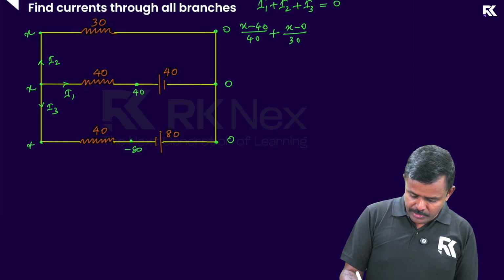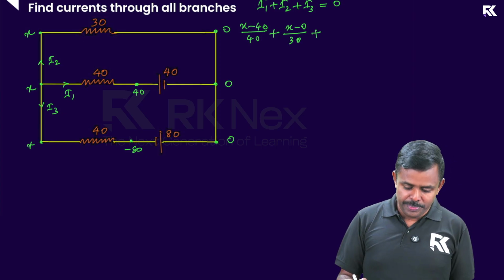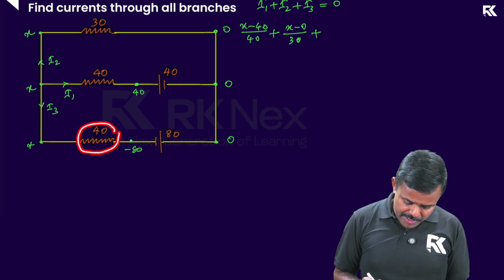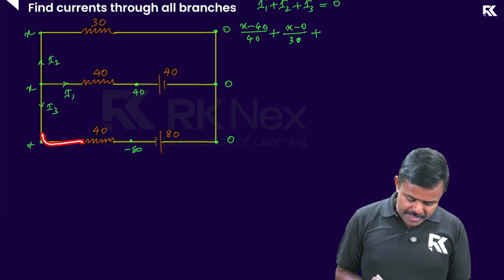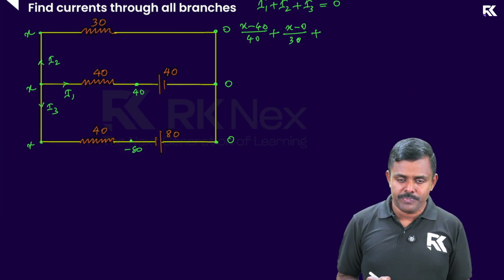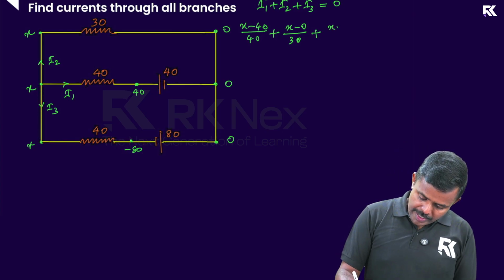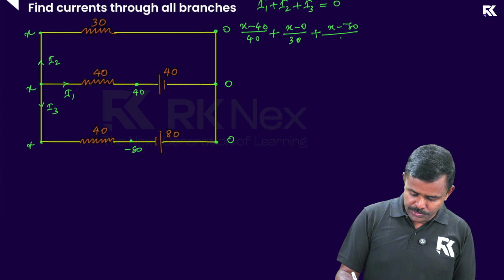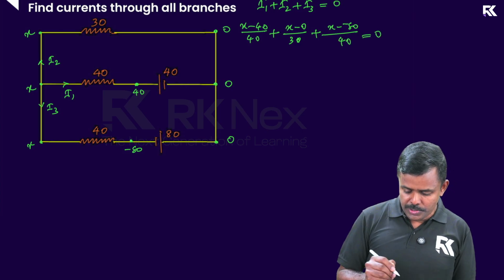So I put it right into this plus, and for the third current, this is the third current I3, right? For this resistor, the left end is connected to X, the right end is connected to minus 80. So it is X minus minus 80 divided by the resistance on that path, which is 40. So the sum should be equal to 0.